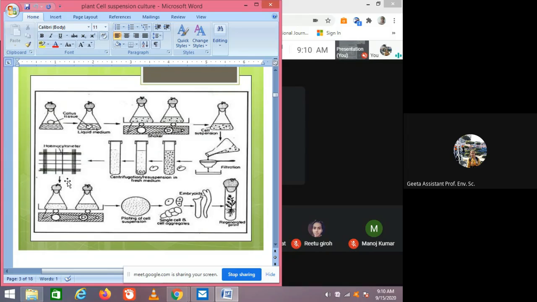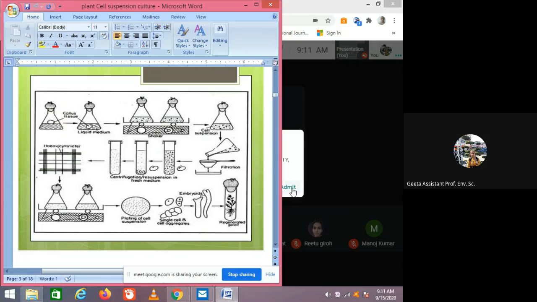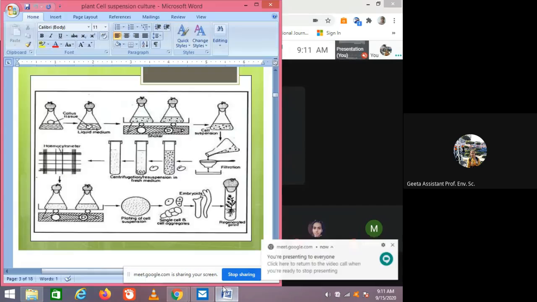Then again, this is placed on shakers so that it stays proper. Shaking means that when it is in solid media, there is no requirement of particular aeration, but when there is cell suspension, you have to put it into the shaker. On the shaker, the cells cannot be associated with each other; there is a disaggregation of the cells. Then these cells are plated.